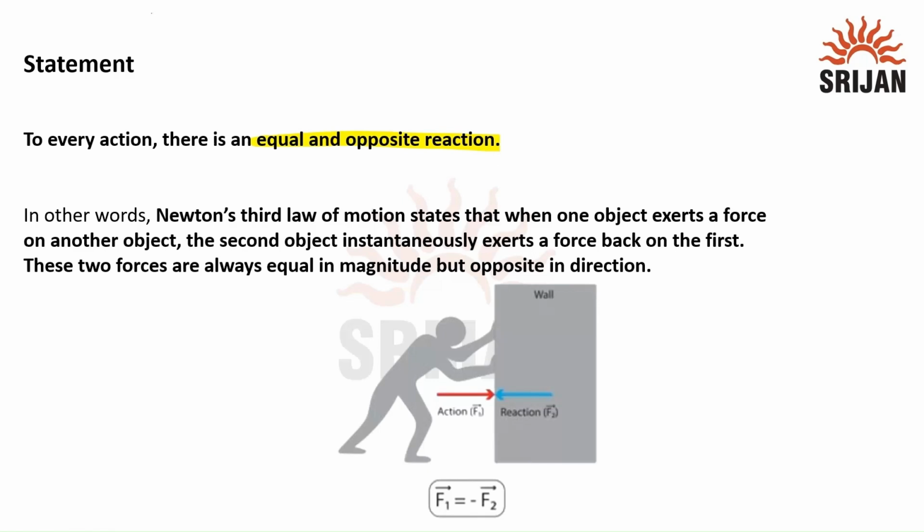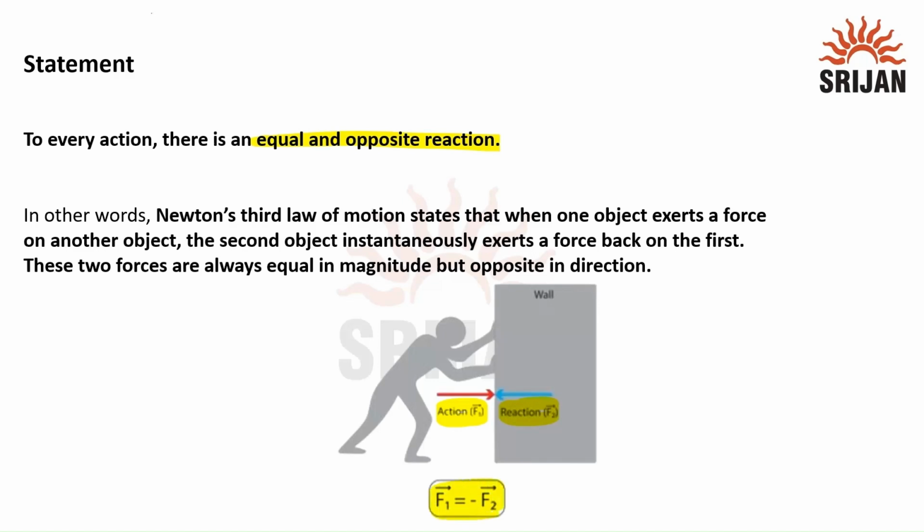In this picture, you can see a person pushing a wall. As he is pushing the wall, he is applying a force on that wall, and that force is what we call the action force, that is F1. In turn, the wall also applies a force on the hands of the person, and that force is the reaction force, that is F2. As per Newton's third law of motion, both these forces, the action force and reaction force, are equal and in opposite directions.